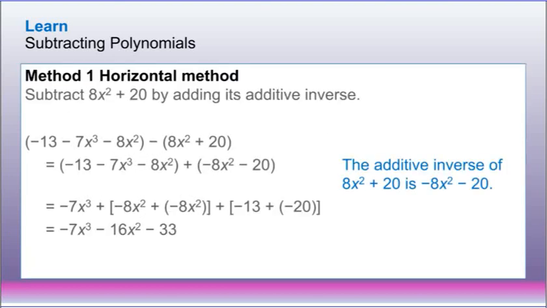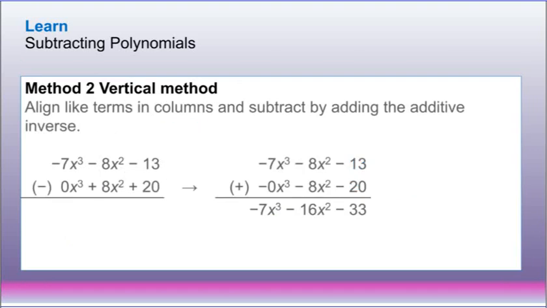Here you can see the same thing horizontally. Here you can see they distributed the negative 1 here and got negative 8x squared and negative 20, and then combined like terms. So here's your negative 8x squared, and here's your negative 13 plus negative 20, and you still get the same answer that we had before. Vertical, you can see it vertically just the way I had it. The only difference here, I didn't put this as 0x cubed in there, but you may do that.